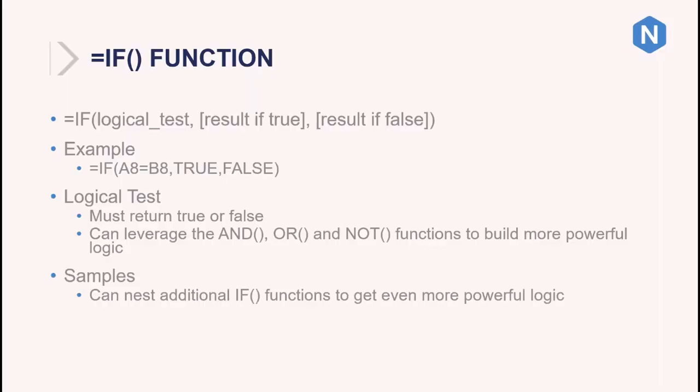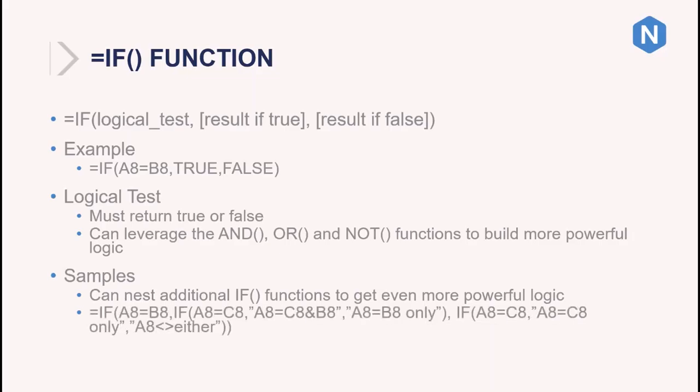You can nest additional if functions also to get even more powerful logic if you need to. This is an extreme example. Well, not really that extreme. This is actually pretty basic, but I'm doing a logical test on A8 equaling B8, and then if A8 also equals C8, then it does something with that, or it puts something else in there. If A8 doesn't equal B8 in the first place, then it just checks to see if A8 equals C8, and if it does, it puts a different piece of text. Otherwise, it doesn't equal anything.